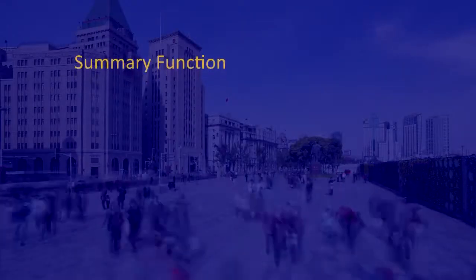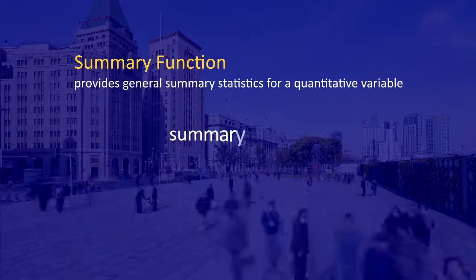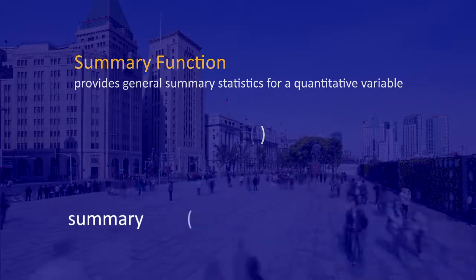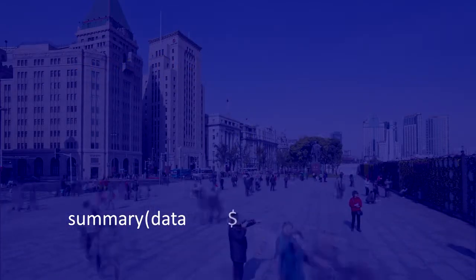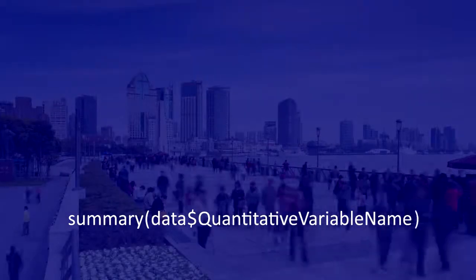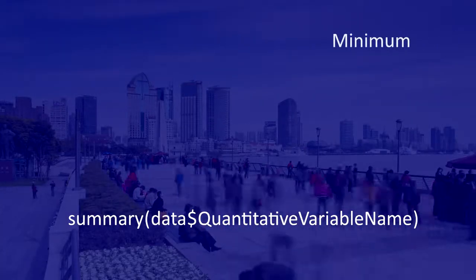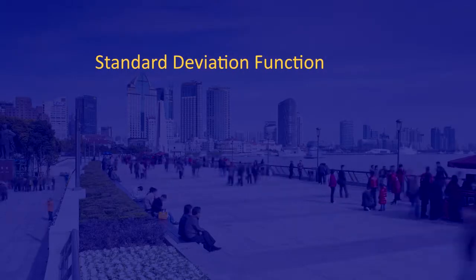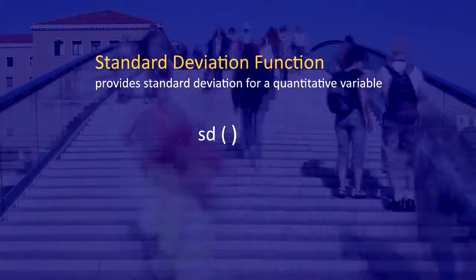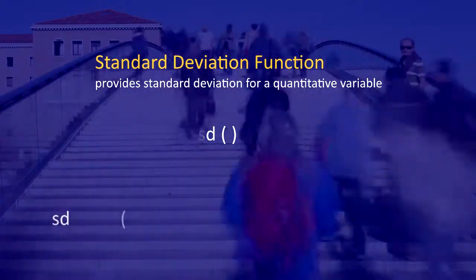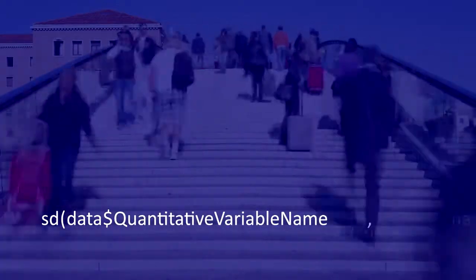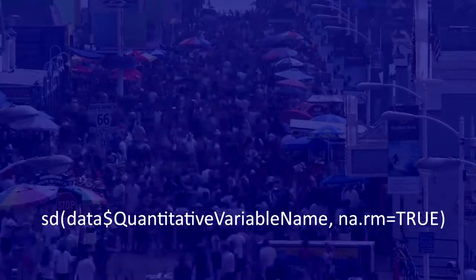To request general summary statistics for a quantitative variable, you can use the summary function. A template for this function looks like this: summary, parens, data, $, quantitative variable name, close parens. This function reports the minimum, mean, and maximum values, among other things. In addition, R has the SD function to calculate the standard deviation of a quantitative variable: SD, parens, data, $, quantitative variable name, comma, na.rm equal TRUE, close paren.